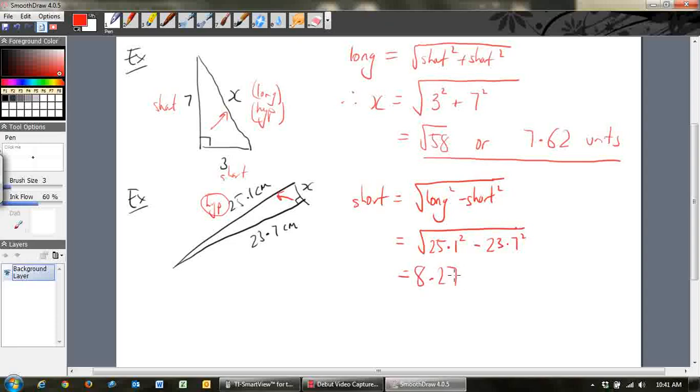So 8.27. Now, what have we got here? We're in centimetres, both of them are centimetres, so your answer is in centimetres. And that's the length of x, so I should have said, therefore x equals 8.27 centimetres. And that's Pythagoras. Enjoy.